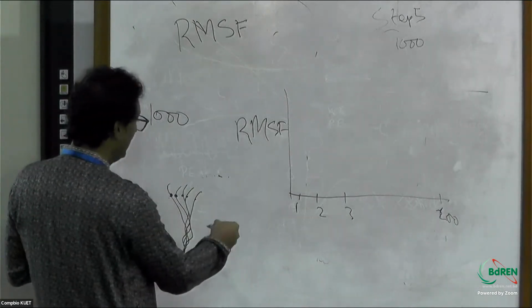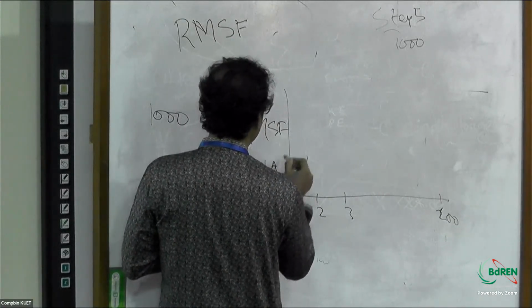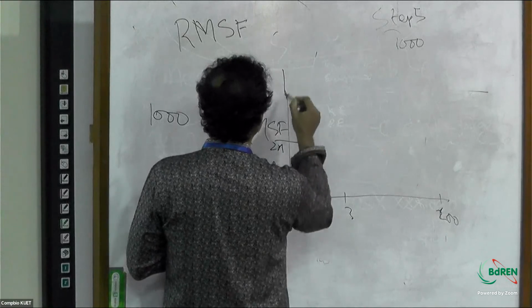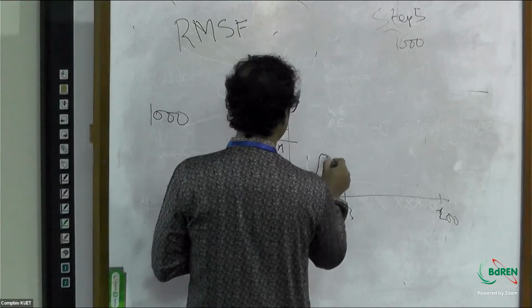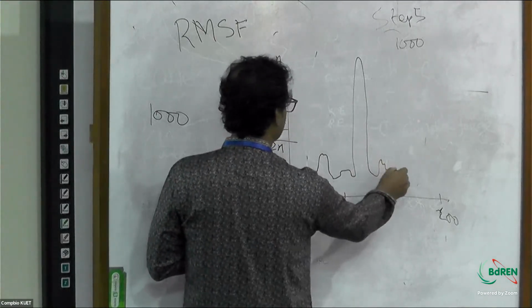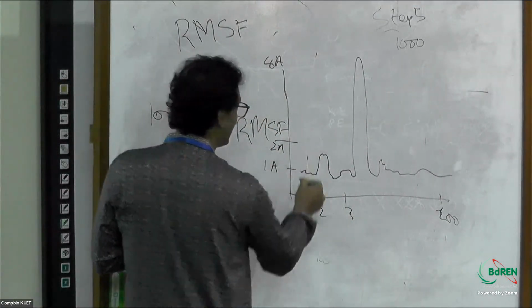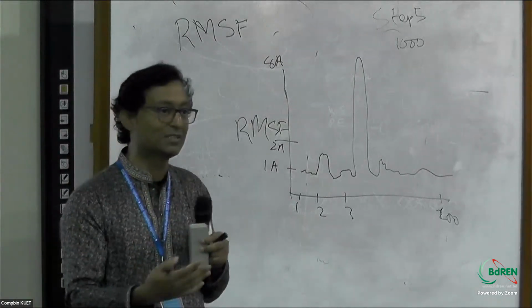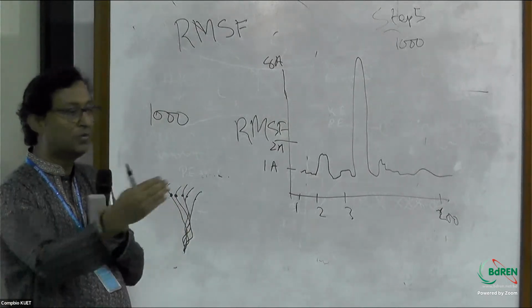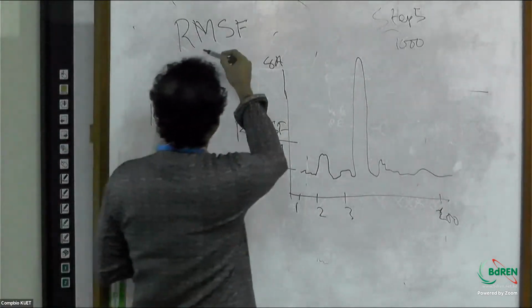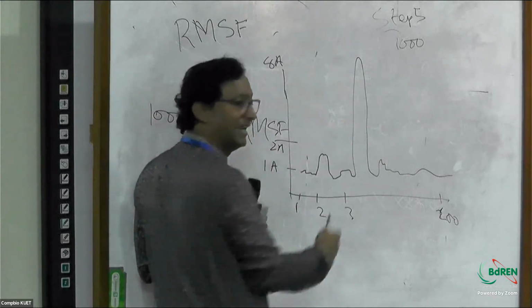So in this one, what you're going to see is like 1 angstrom, let's say 2 angstrom, and let's put something like 8 angstrom. So what you're going to see is something like that, okay? Anywhere you see 1 angstrom, 2 angstrom, those are your alpha helical and beta structures, because they don't move much. So you are going to see they are staying within 1, 2 angstrom. Wherever you have a flexible part, they move a lot, so you are going to see like 5, 6, 8 angstrom and so on.